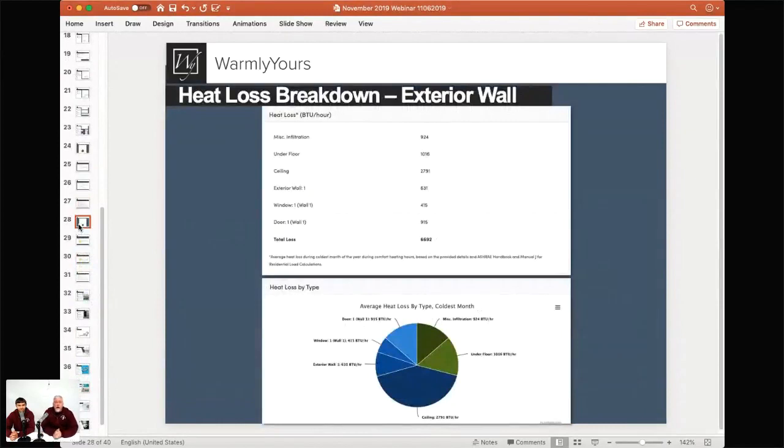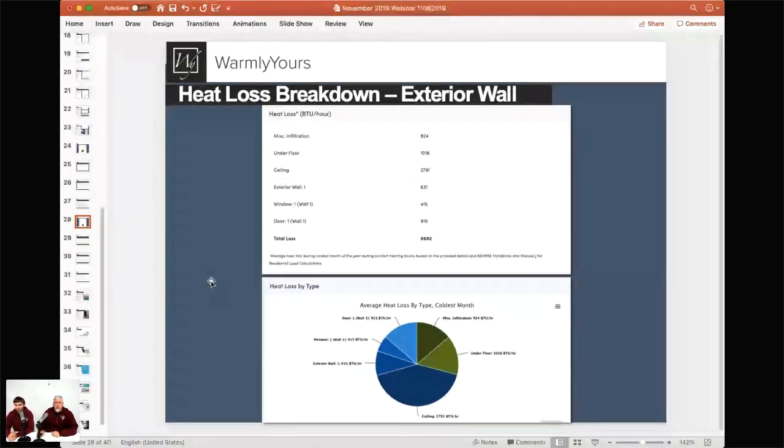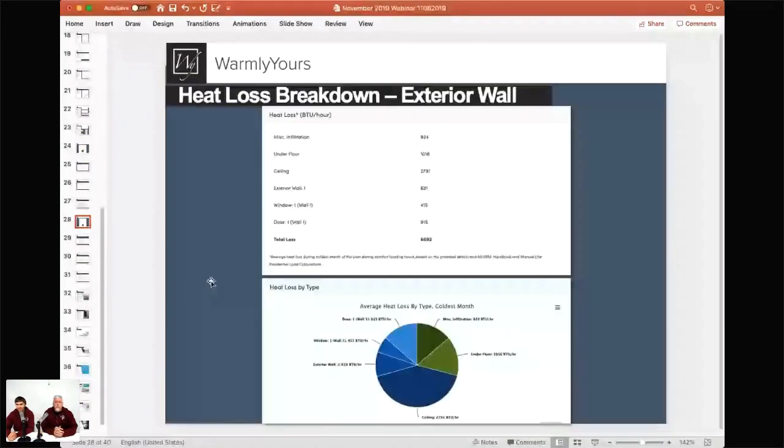Okay, so now let's talk about the heat loss breakdown with an exterior wall. Yeah. So there's more pieces to the pie here. This is making me really hungry. Definitely more pieces to the pie. And now we're talking about a more realistic example.